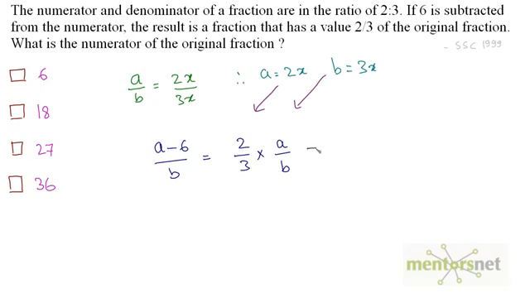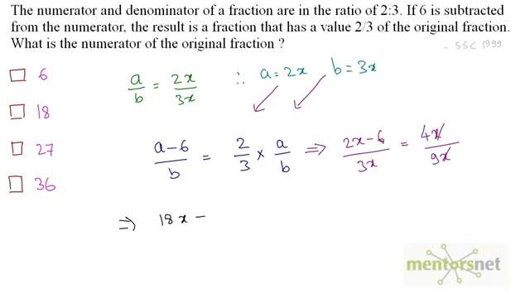So a is 2x, so this gets us (2x minus 6) upon b, which is 3x, is equal to twice of a. Twice of 2x is 4x. So we have 4x divided by thrice of b. Thrice of 3x is equal to 9x. So x and x get cancelled out. The 9 moves to the left. So 9 2s are 18.